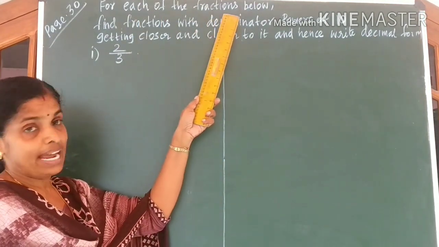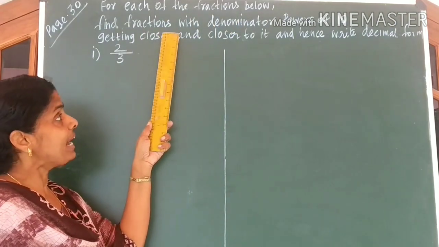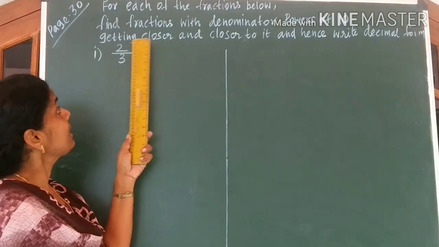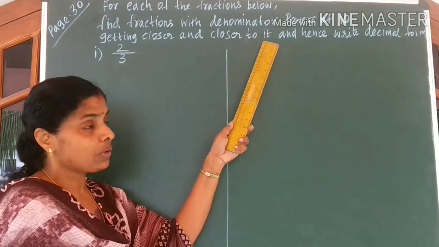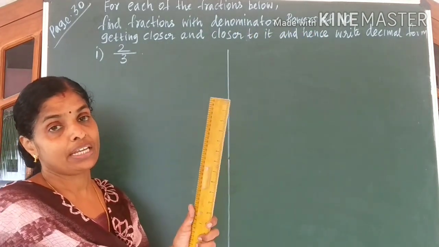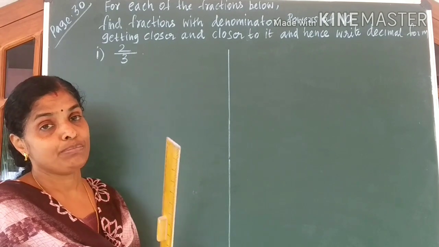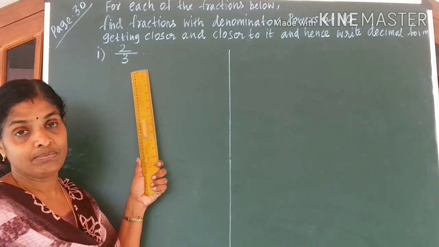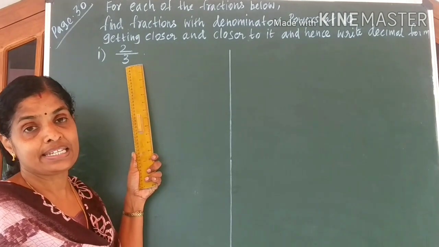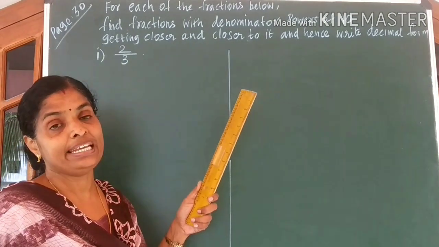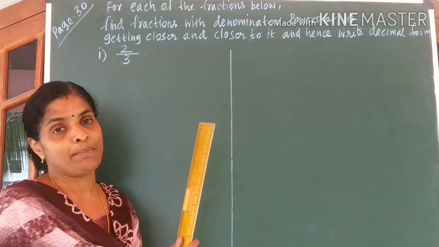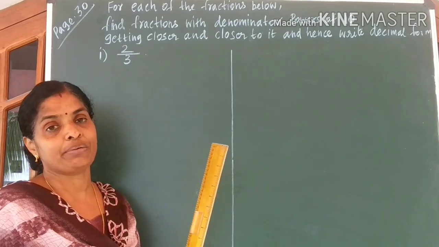Look at the question in the next exercise. For each of the fractions below, find fractions with denominators powers of 10 getting closer and closer to it, and hence write the decimal form. You are given 3 questions. I am just discussing the first one. Now by looking at the denominator, you can understand 3 cannot be made into a power of 10 directly. So we use a different method.